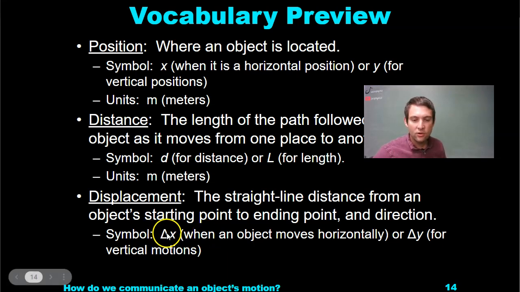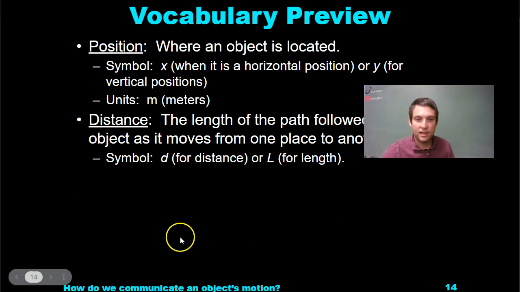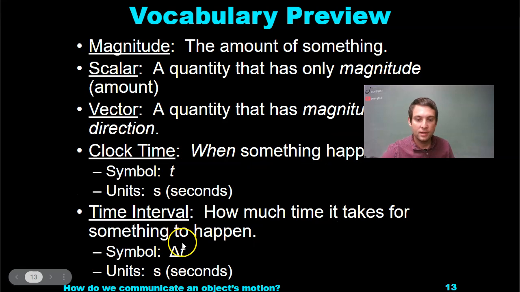You've seen this Greek letter delta pop up a couple of times. Let me explain what it is quickly. Delta is a Greek letter, and when we see it in physics, it means final minus initial. So if we were looking at delta t, as we saw in the previous slide, our final time, our final clock time, minus the initial clock time.